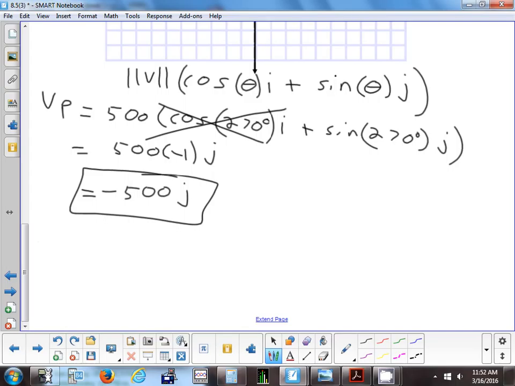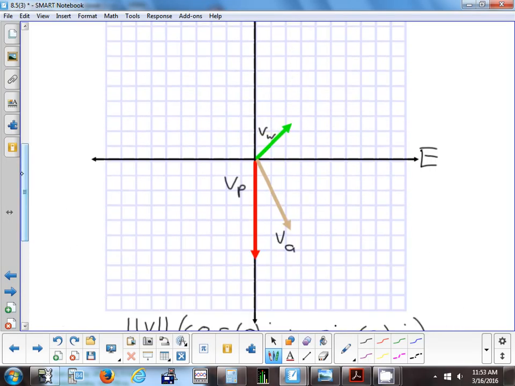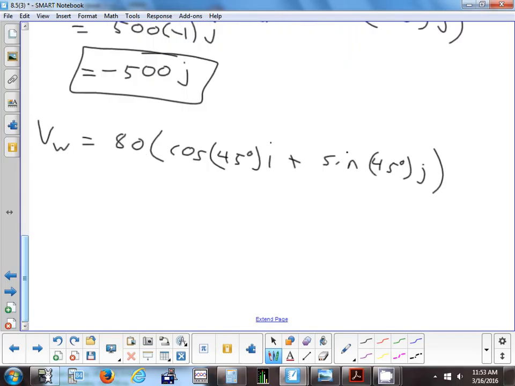That's the velocity vector for the plane. Let's find the velocity vector for the wind. Okay. What's the speed the wind is blowing at? 80. And what's the angle it's blowing at? Yep, it's always the angle with east, or our positive x-axis. Cosine 45 i, sine 45 j.